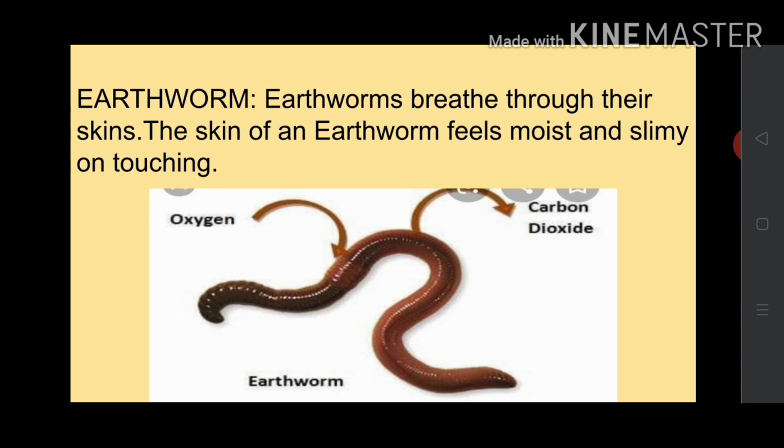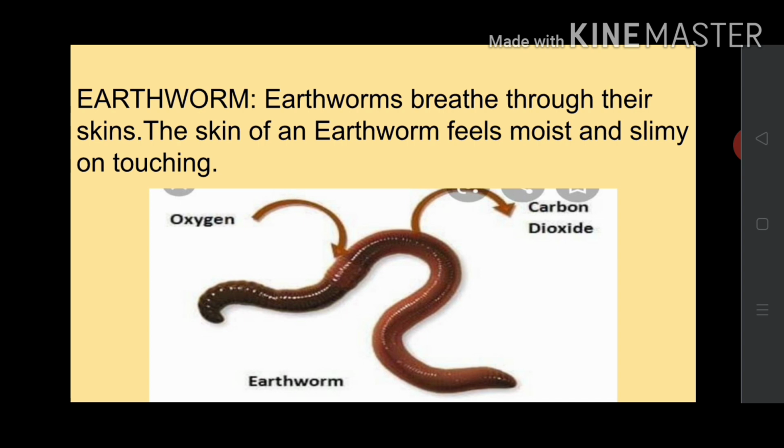Next is earthworms. Earthworms breathe through their skin. The skin of an earthworm feels moist and slimy on touching. Gases can easily pass through this moist skin.